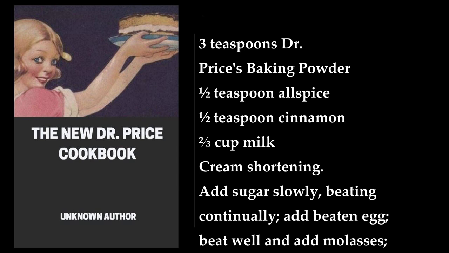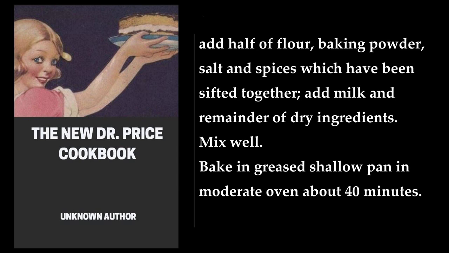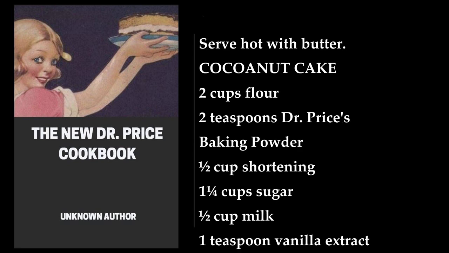Cream shortening. Add sugar slowly, beating continually, add beaten egg, beat well and add molasses. Add 1/2 flour, baking powder, salt and spices which have been sifted together, add milk and remainder of dry ingredients. Mix well. Bake in greased shallow pan in moderate oven about 40 minutes. Serve hot with butter.